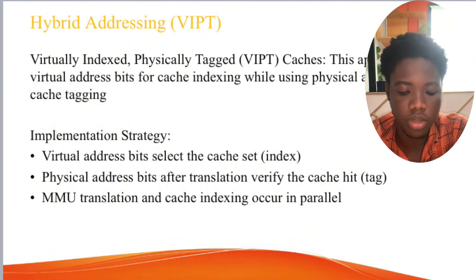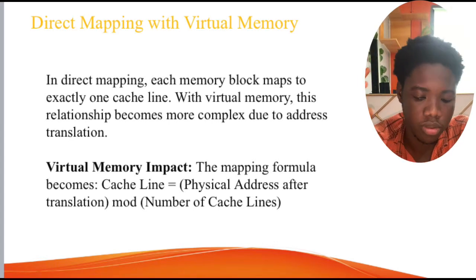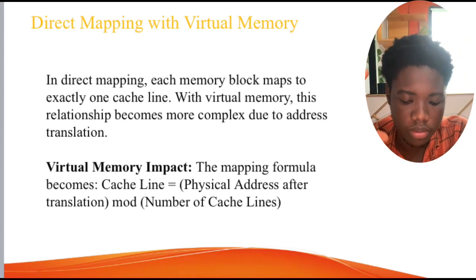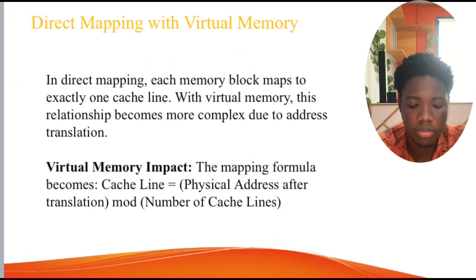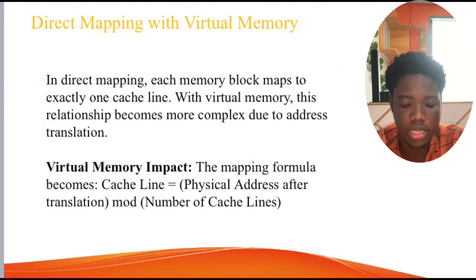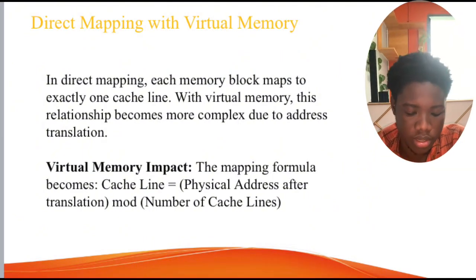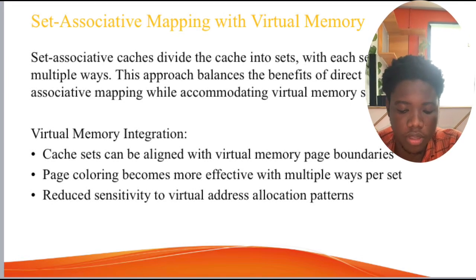So let's talk about direct mapping with virtual memory. With direct mapping, each memory block maps to exactly one cache line. With virtual memory, this relation becomes more complex due to address translation. The virtual memory impact is that the mapping formula becomes cache line equals the physical address after translation modulo the number of cache lines.